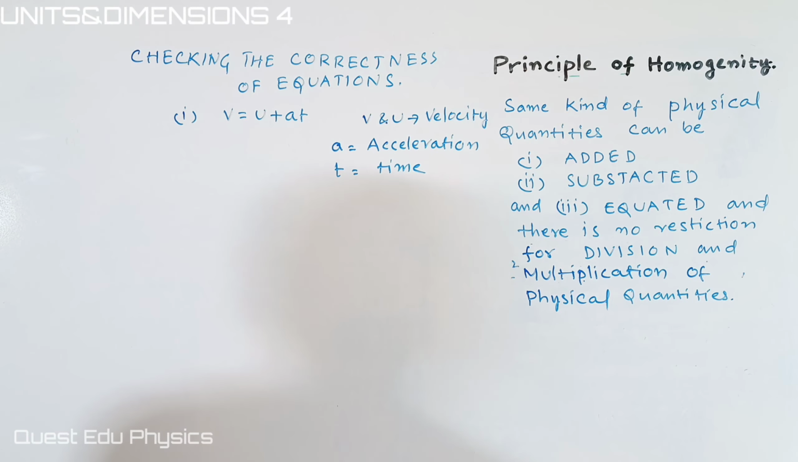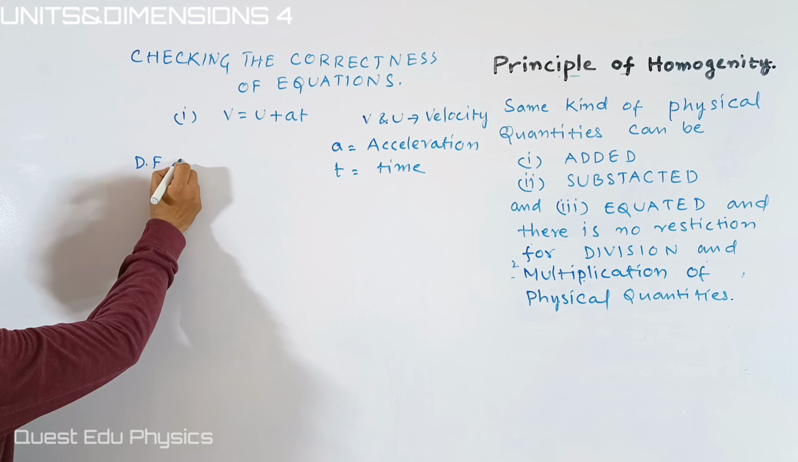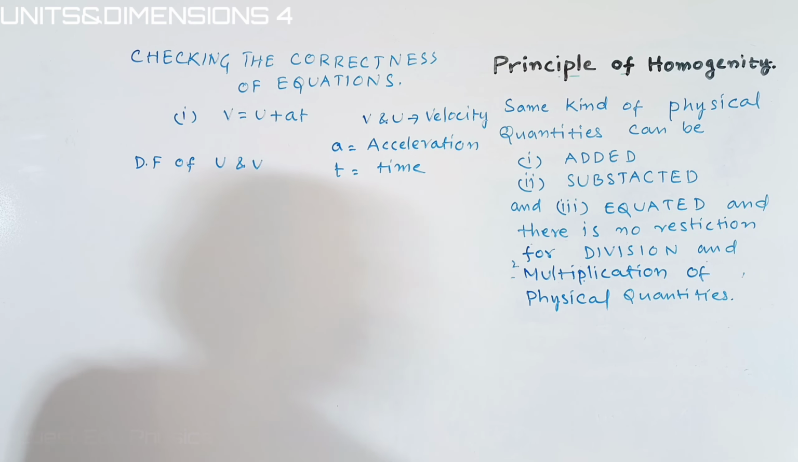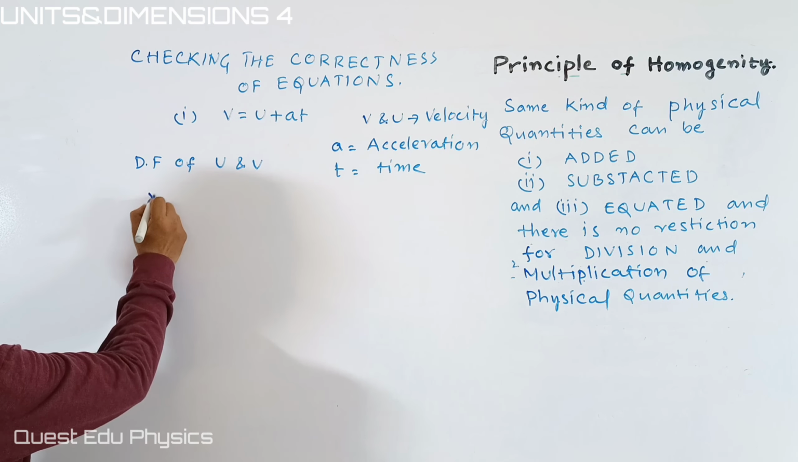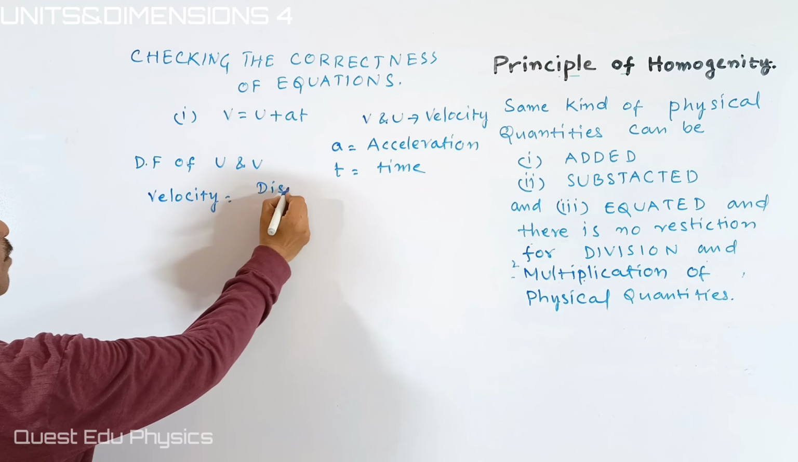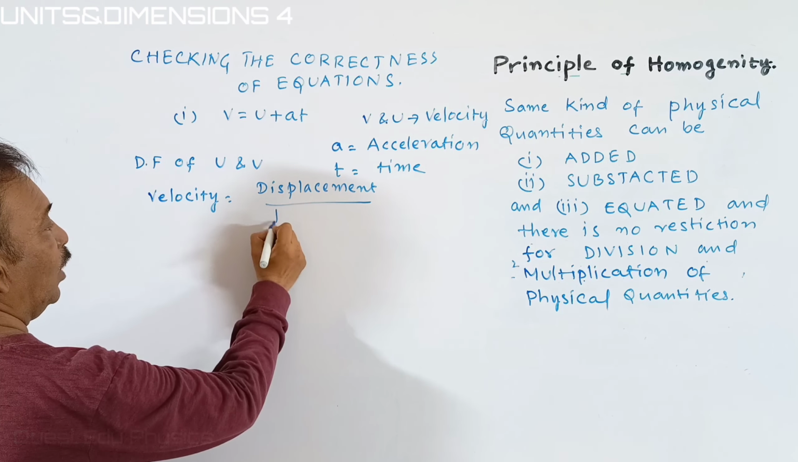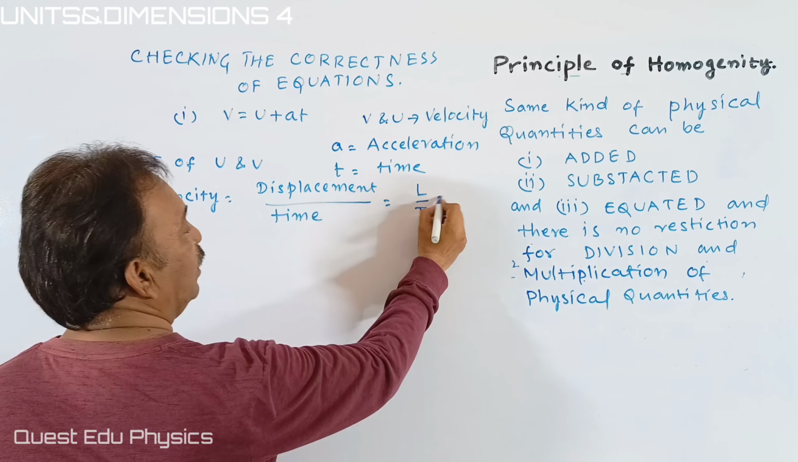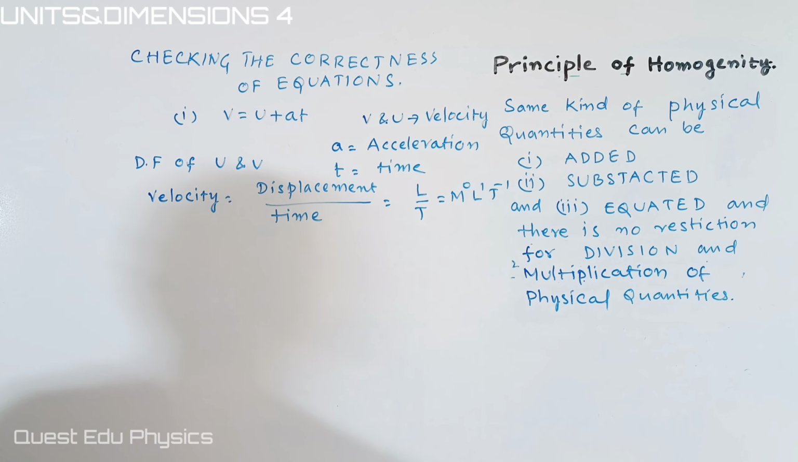Okay, students. Here, we have to write the dimensional formula of U and V because both are velocities only. Here, V is the final velocity and U is the initial velocity. Velocity is equal to displacement upon time. Displacement is L, so velocity is M0 L1 T inverse.